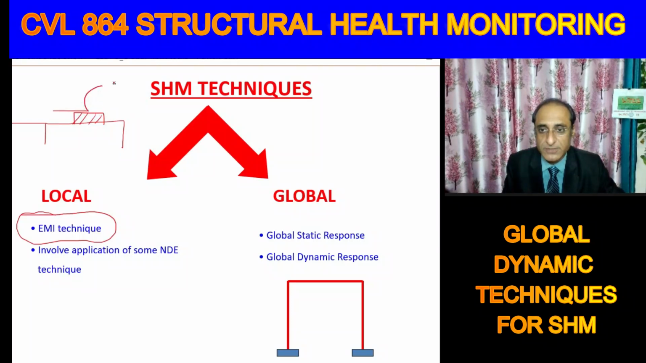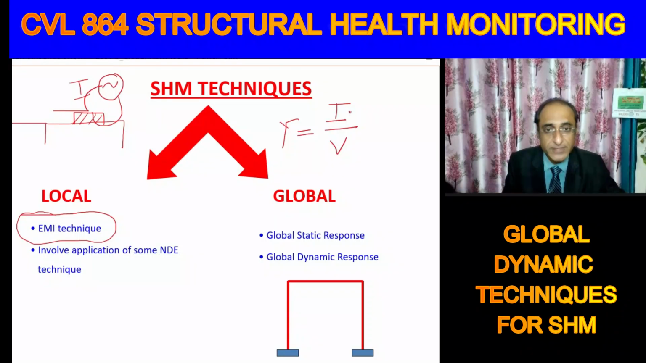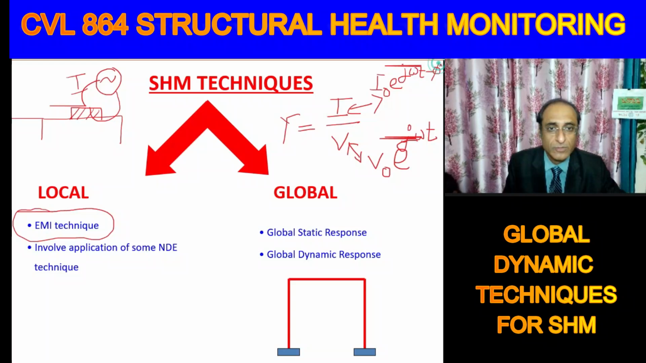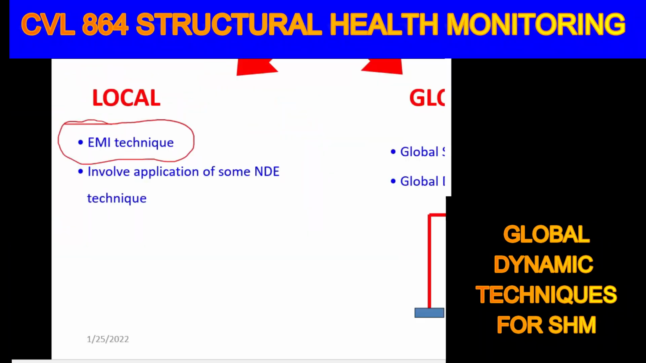So we are exciting the structure through piezo actuation, and simultaneously we are also measuring the current flowing through the circuit. So we are measuring the admittance Y, which is the ratio of the current to the applied voltage, and both of them are sinusoidal in nature. So there is a phase difference between the two. If the voltage we express in the exponential form like this, then the current will have some phase difference.